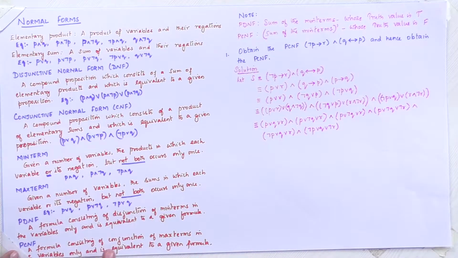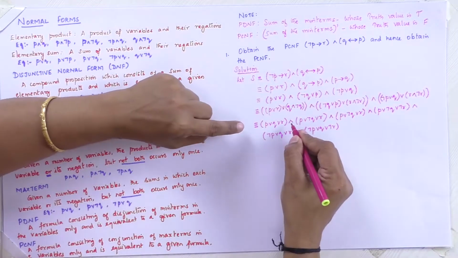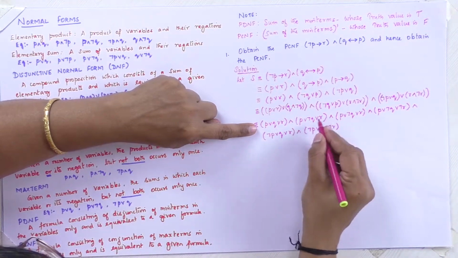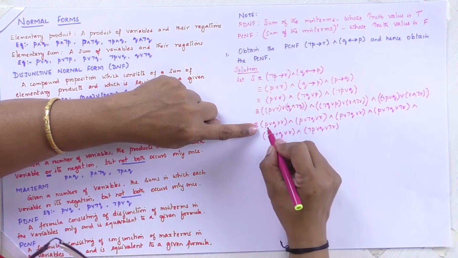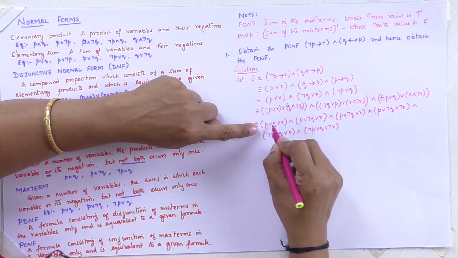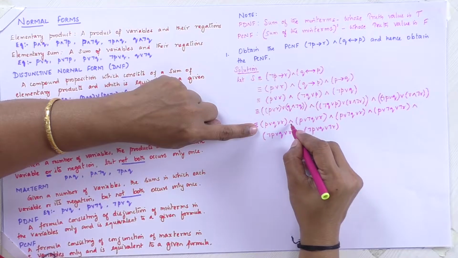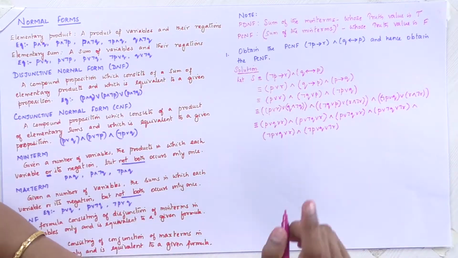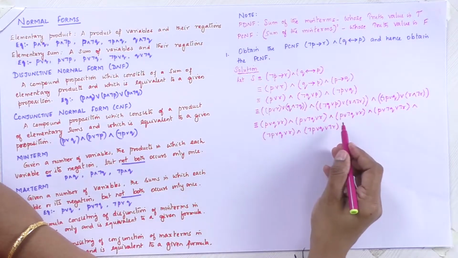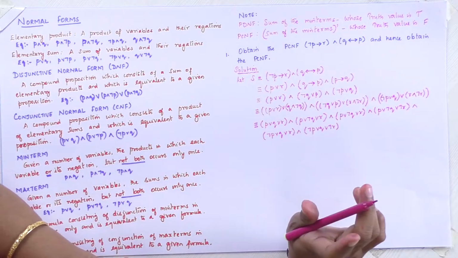A formula consisting of a conjunction of max terms in the variables only, and equivalent to a given formula. So, conjunction of the max terms, everywhere we have only the max terms, and the connective should be OR within each max term. Conjunction is AND. One more point you will have to see: if any term is repeated, you will have to take it only once.